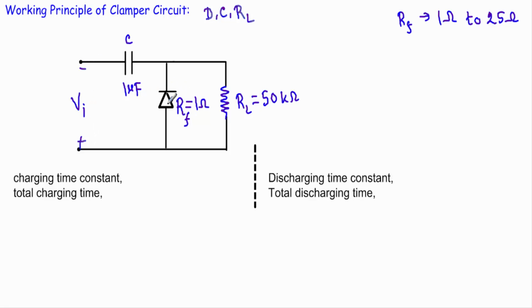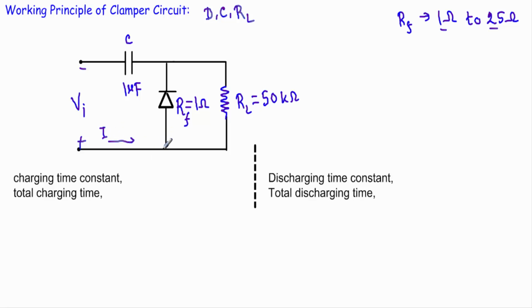Therefore this diode will be in forward bias, and usually when a diode is in forward bias, we can replace that with a forward resistance RF. Usually the forward resistance of a diode ranges from 1 ohm to 25 ohm. Let's say I have considered the 1 ohm RF forward resistance of this diode. Now a current I will start flowing through this wire.